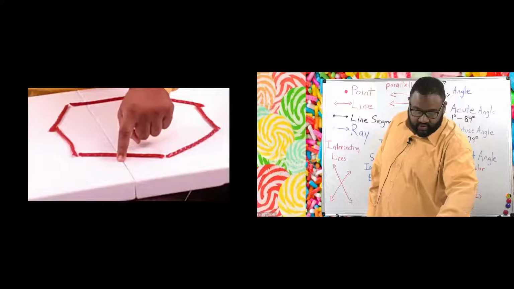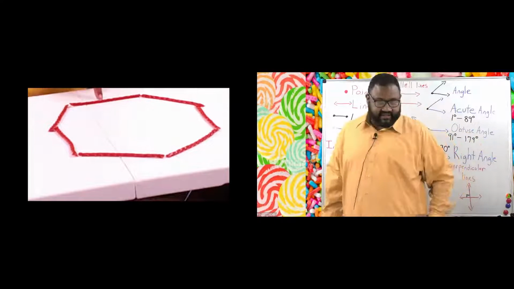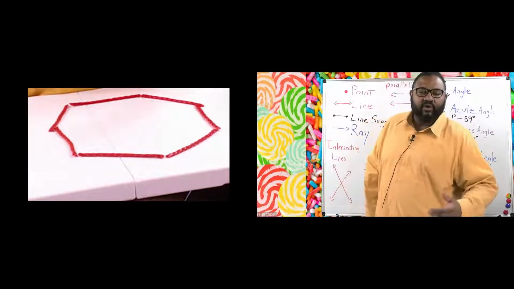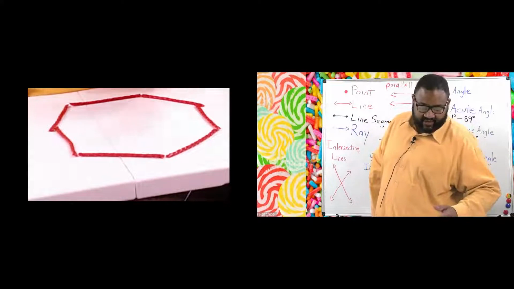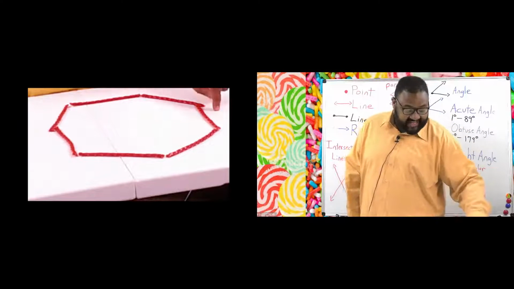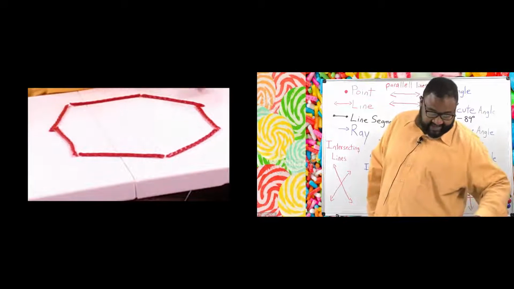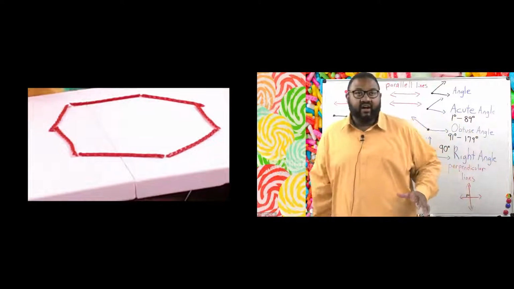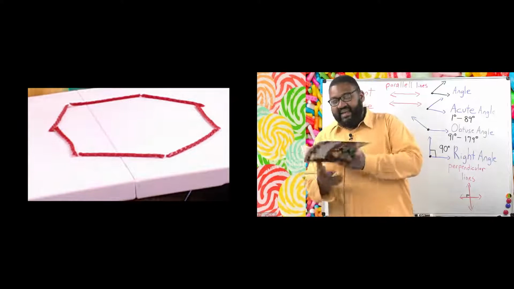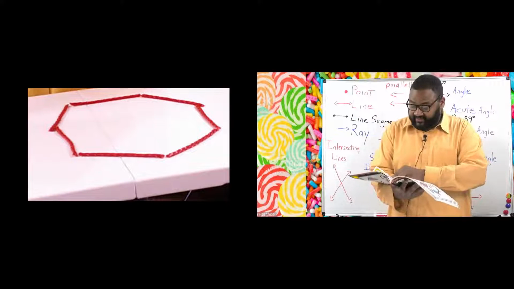1, 2, 3, 4, 5, 6, 7. All right, it has 7 what? 7 angles, and it has 7 sides. Those are my sides. 1, 2, 3, 4, 5, 6, 7. How many angles? 1, 2, 3, 4, 5, 6, 7. So this is our heptagon with Twizzlers. And I have not eaten my Twizzlers yet, so don't eat yours just yet either.